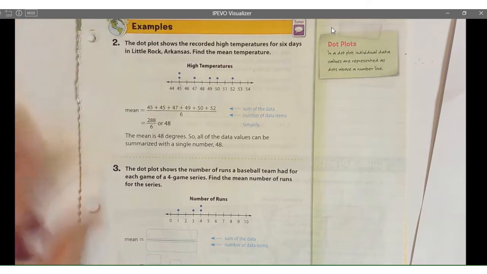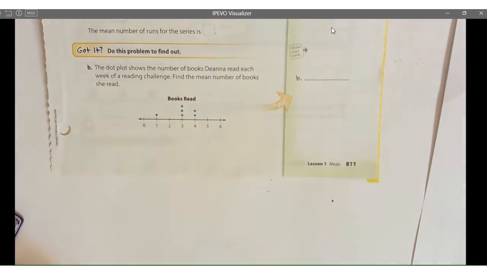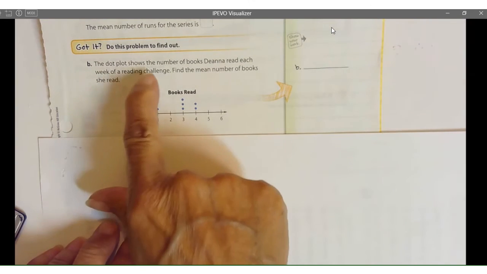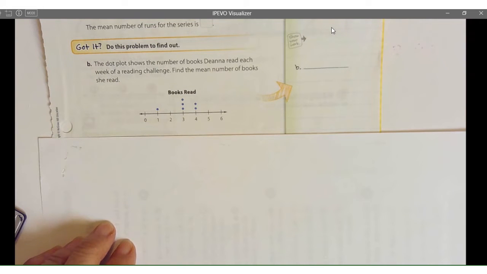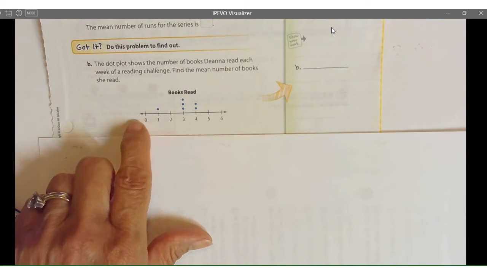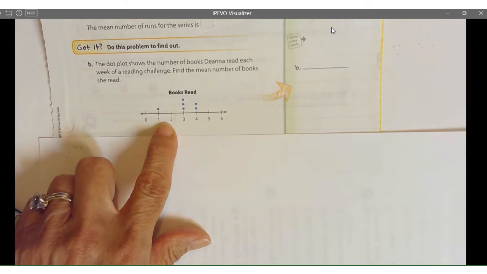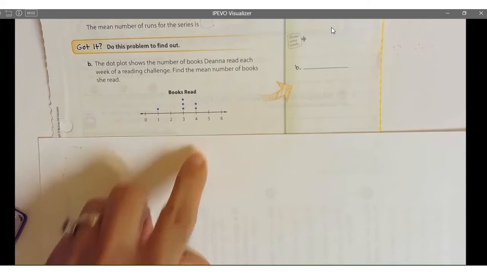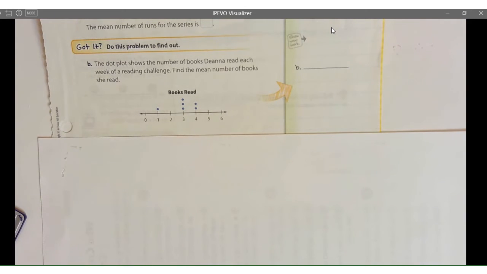So let's go ahead and try to do this one ourselves right here. Let's read. The dot plot shows the number of books Deanna read each week of a reading challenge. So this was a reading challenge. Find the mean number of books she read. So we have 0, there's none there. There's 1 here, none in 2. There are 3 here, and then we have 2 following under number 4. So let's go ahead and do that.